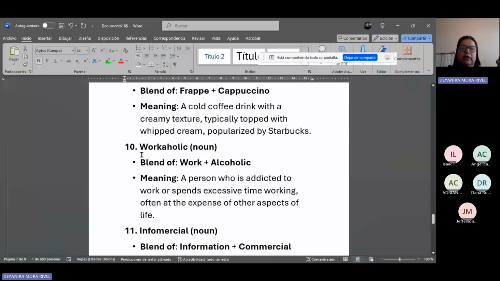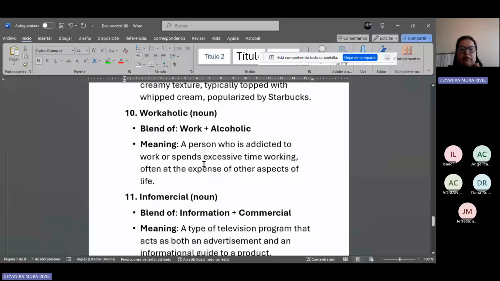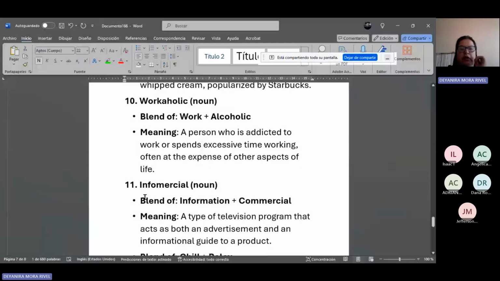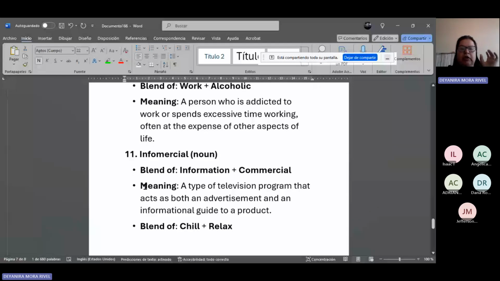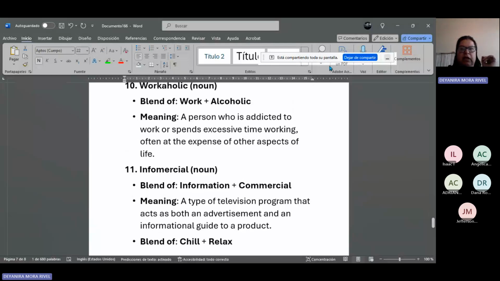Workaholic, right, is the combination of work and alcoholic. Work is still there, but alcoholic is not there. An infomercial is a commercial plus information, right? So we have the words combined, but they are partially cut up. And we're going to see this in a second, which is another term. So that is another way of making new words.